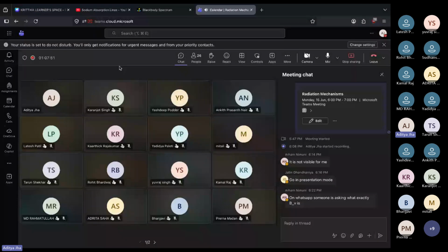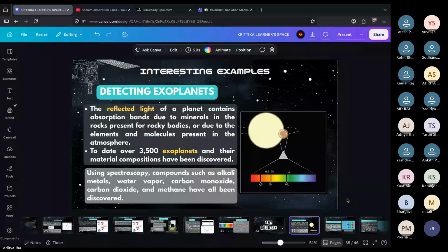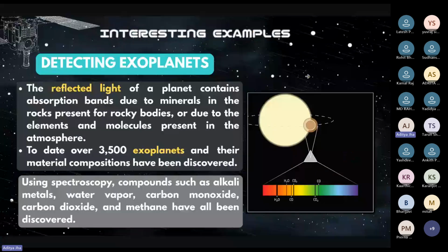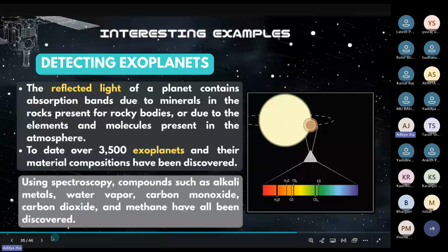Okay, I'll move on now. Let's talk about another example where we use spectroscopy. We also use spectroscopy to detect exoplanets. Basically, the reflected light of a planet coming from any source contains absorption bands due to minerals in the rocks present for rocky bodies, or even due to the elements and molecules present in the atmosphere.